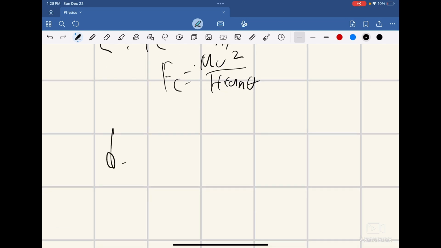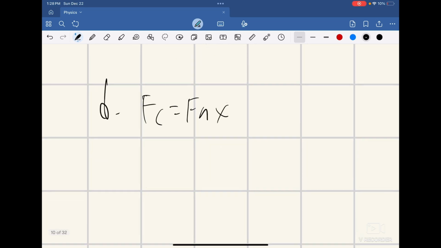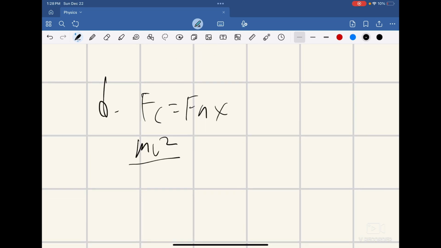Alright, so let's go on to part D, which asks us to derive an expression for v. So we're trying to find velocity here. What we know about v is that it's given in the formula for Fc, which is equal to Fn of x, given by mv squared over r. Well, r is h tan theta, right? Actually, no, that's wrong, because we should go step by step.